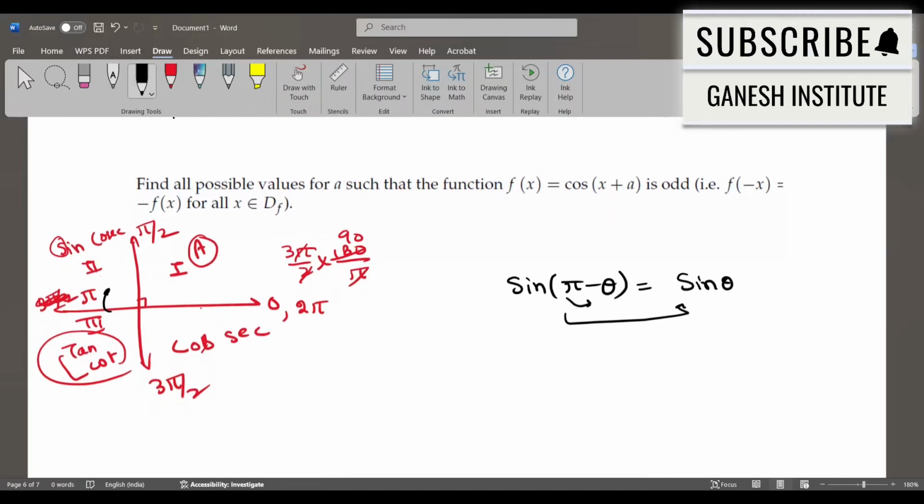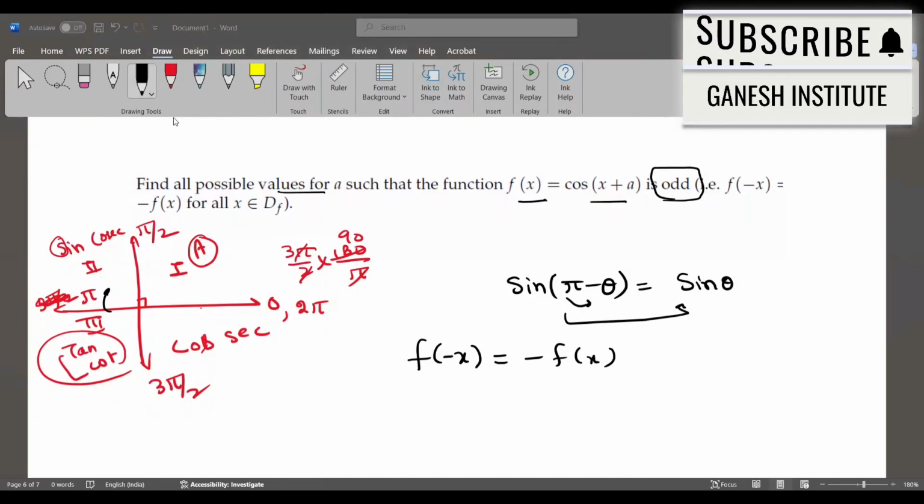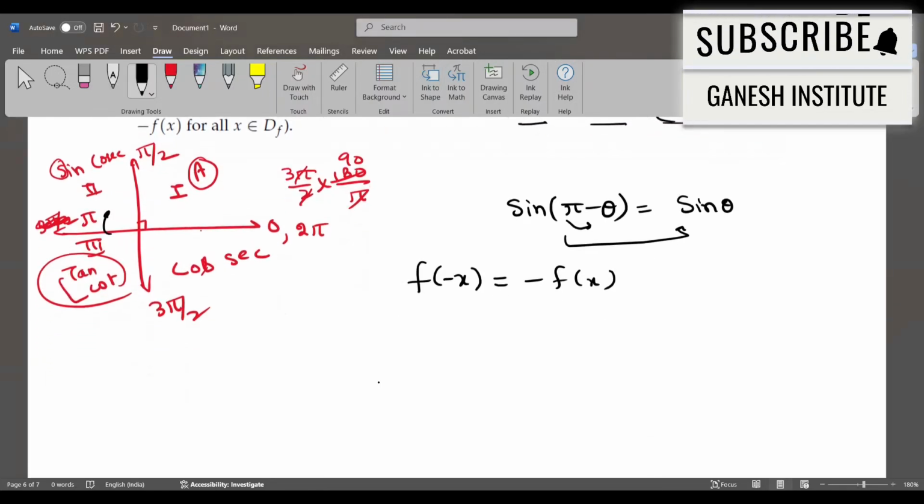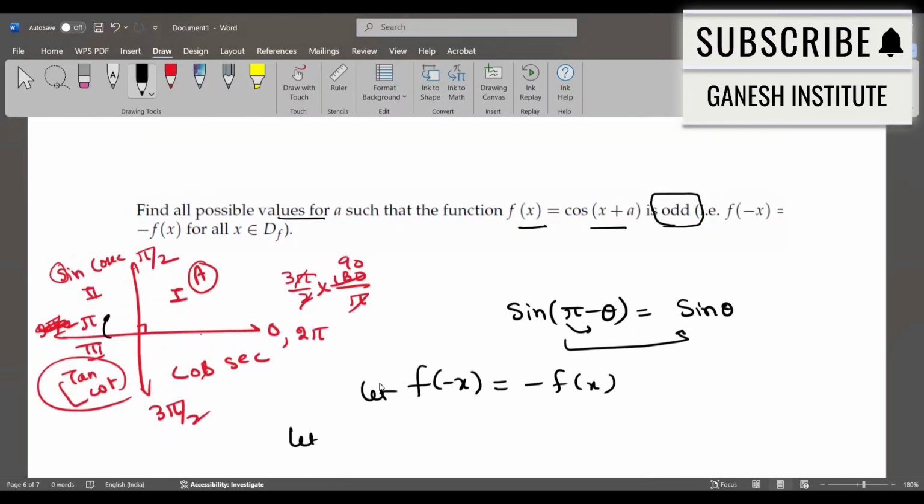Now come back to this. All possible values for a such that this is odd. And odd means if you substitute the negative value of x, it gives you the negative of f(x), right? And odd is actually, I cannot get it without the help of sine, right? So how can I get it? So if it has to be an odd function, then let's say this is the condition.